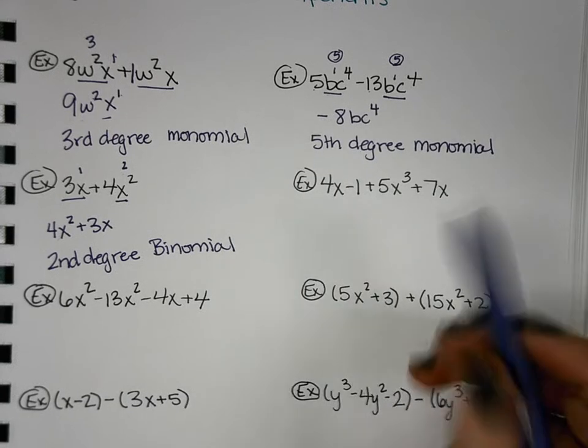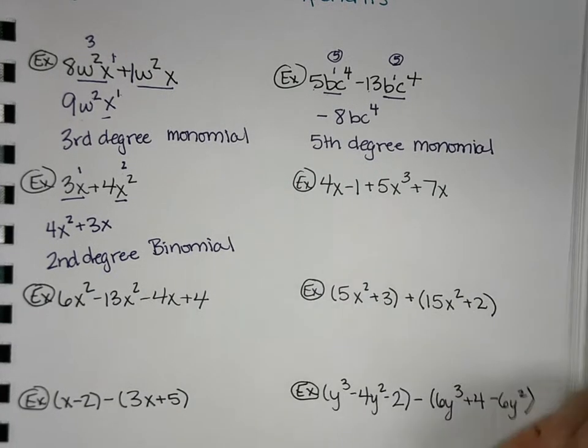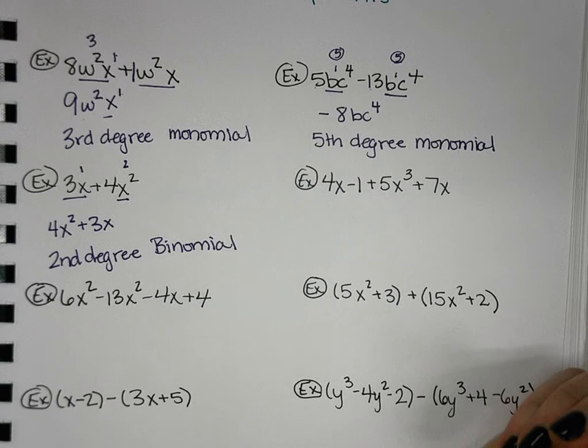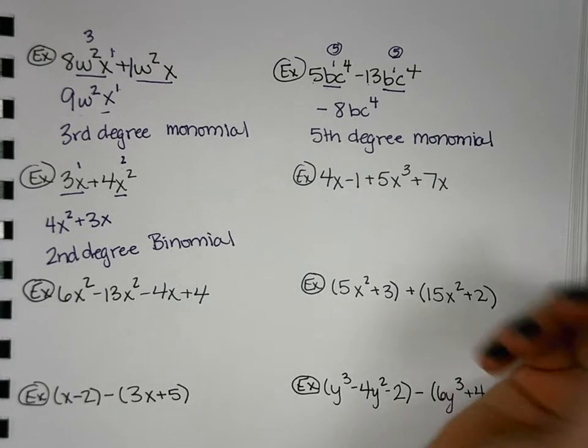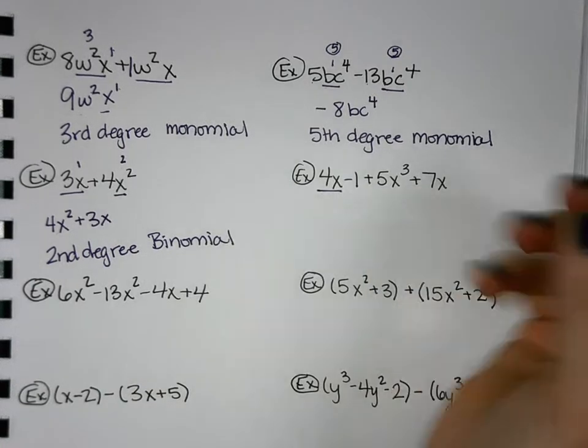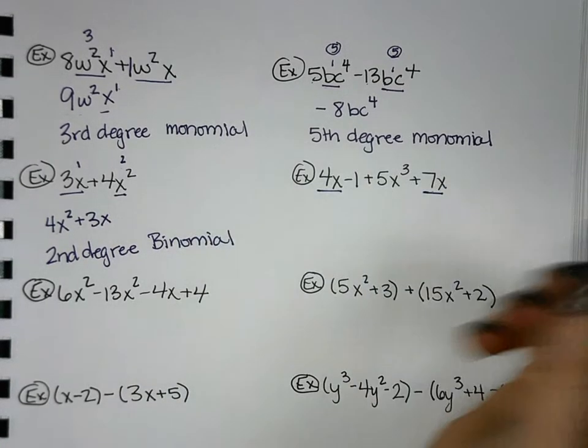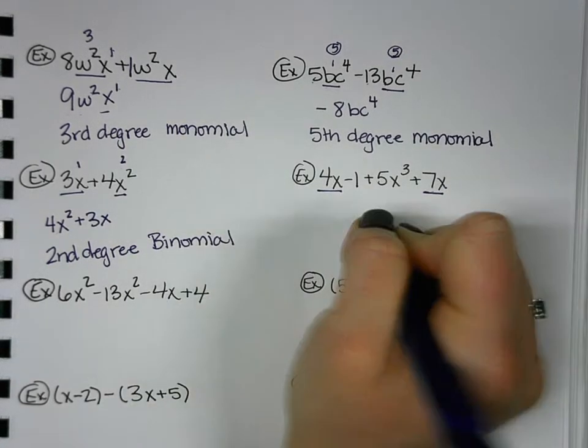Okay, so if we look at this next one, do we have any like terms that we can add or subtract together? Yeah, which ones? 4x and 7x, so that would be 11x.